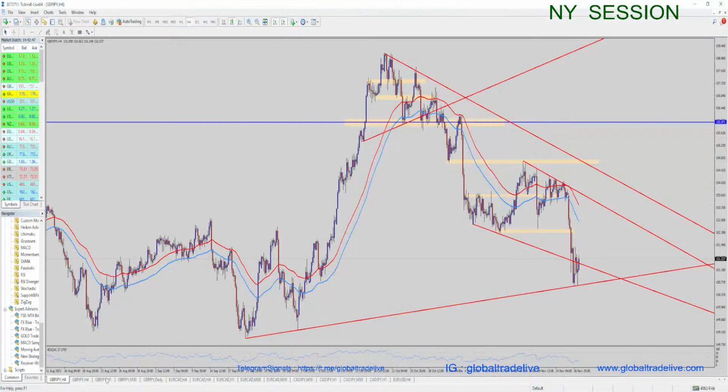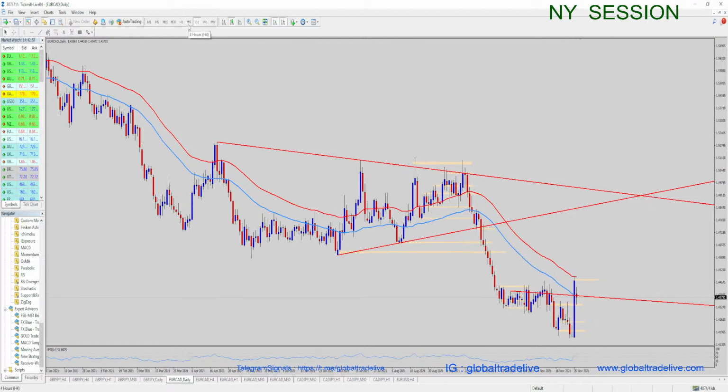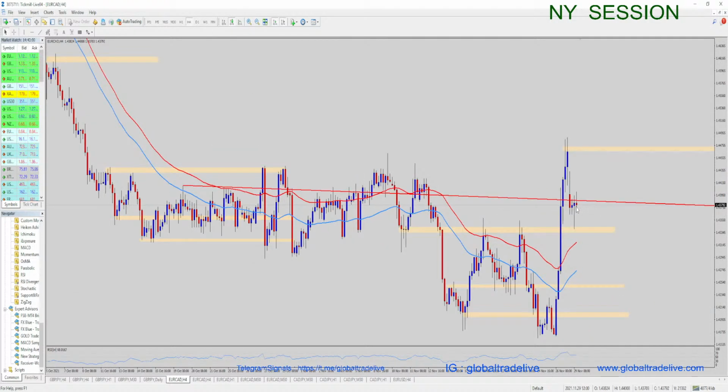Yeah, let's see where the 4-hour is heading towards. So we are planning that EuroCAD will be moving down from here, right? This can also be a fake out, and from here the market can move down to fill the wick and then further down.